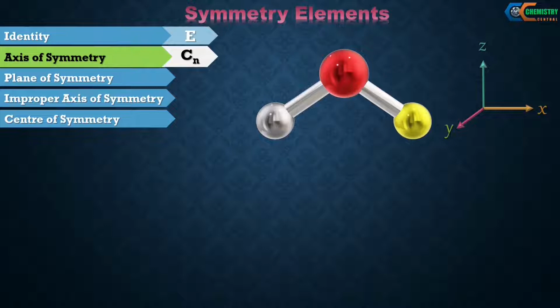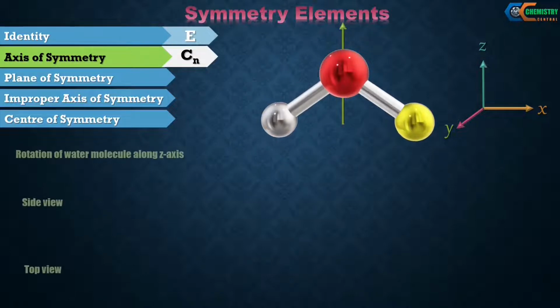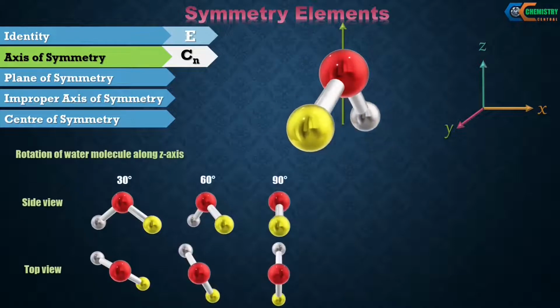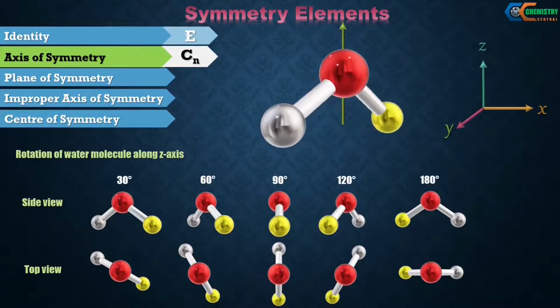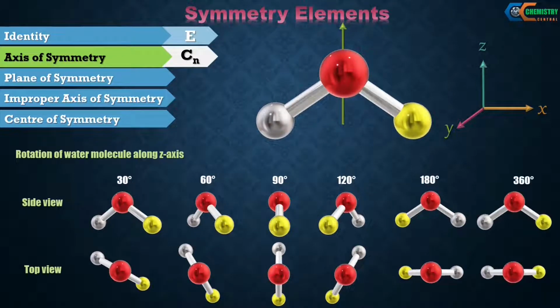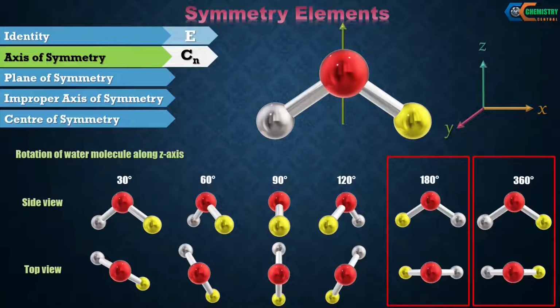If we rotate this molecule along the z-axis, we will get different orientations of the molecule. Here are some orientations which we will get after rotating the molecule along the z-axis by 30°, 60°, 90°, 120°, 180° and 360°. Among these, only the rotations by 180° and 360° provide us with equivalent and identical orientations, as the hydrogen atoms are at each other's place or move to their original place.